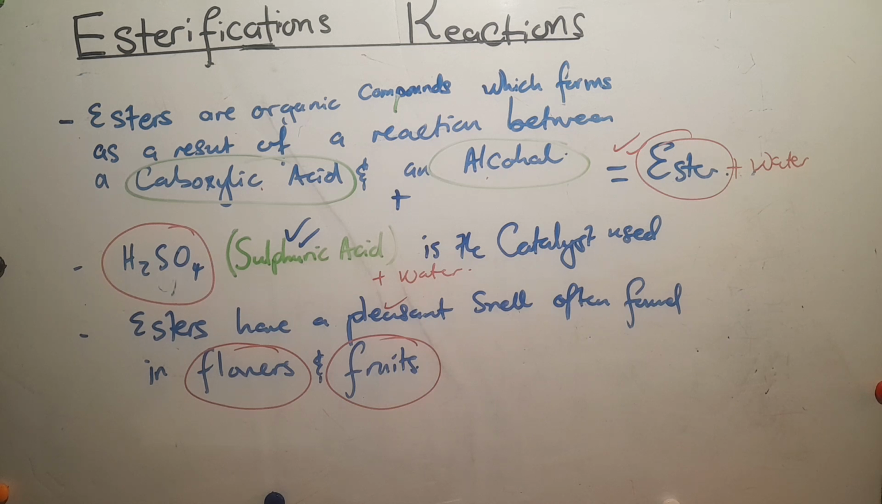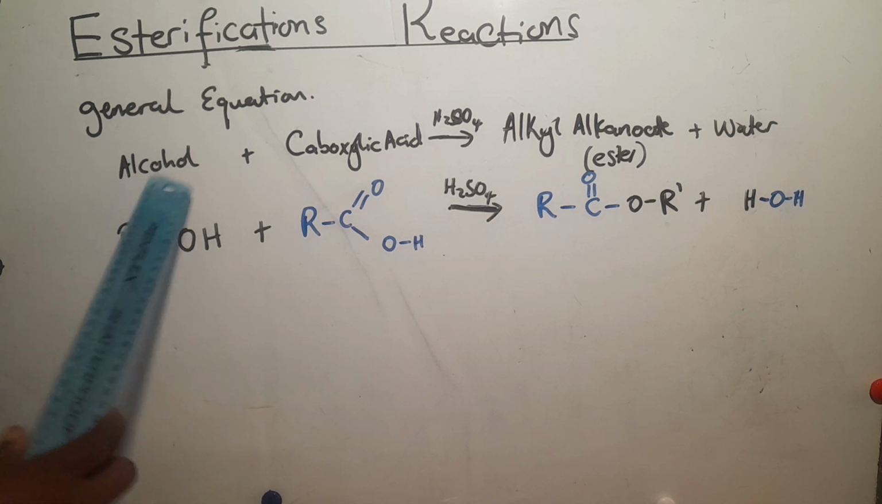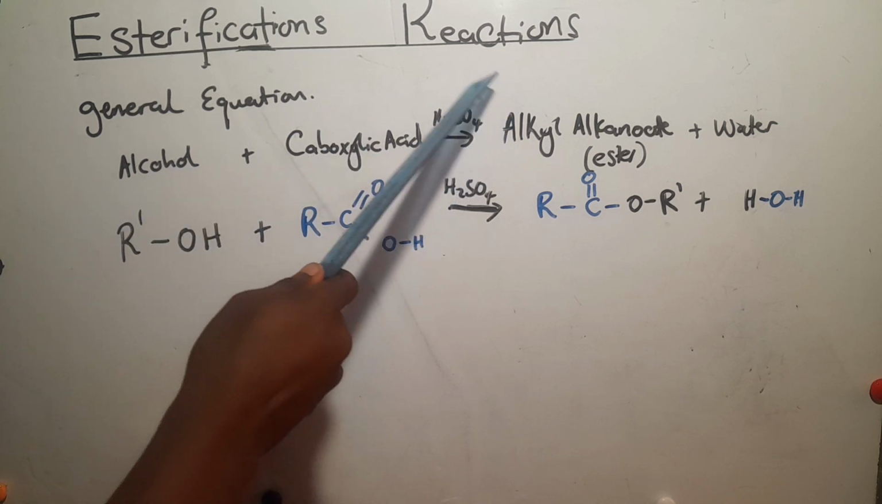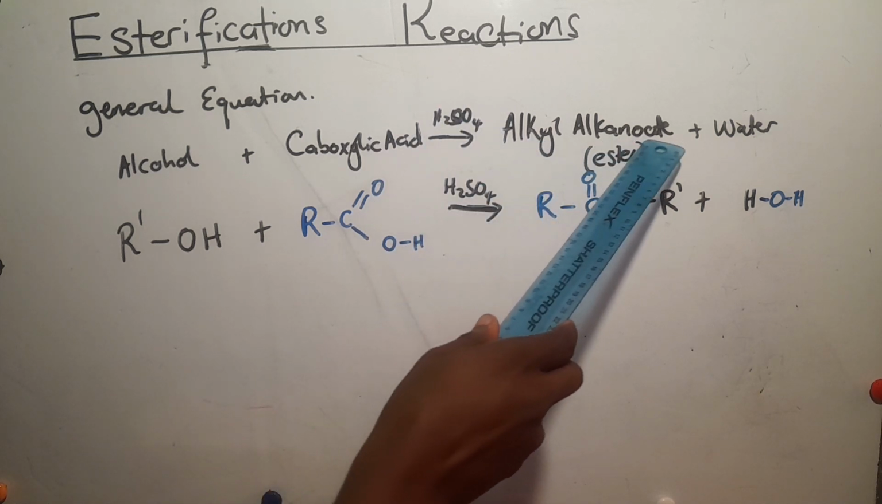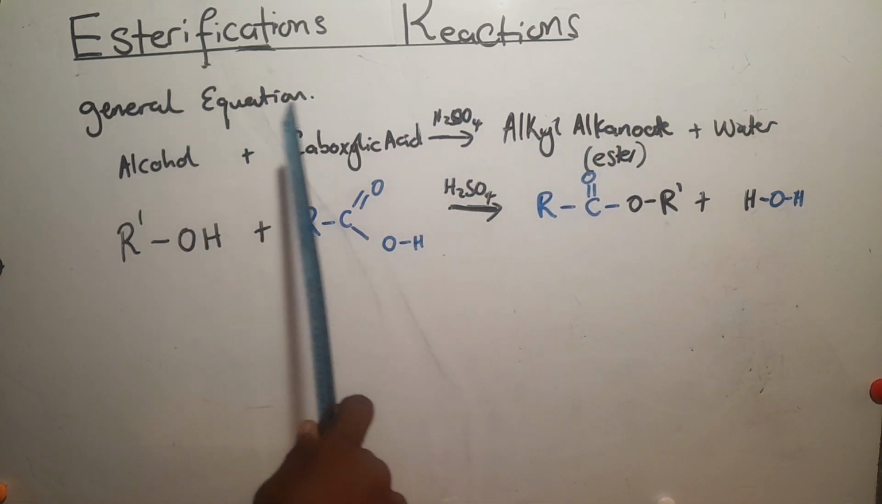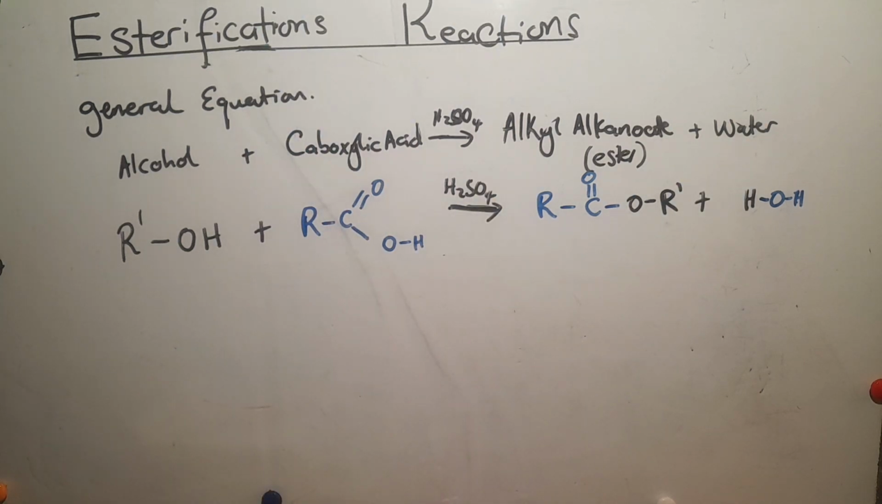So let's just get to the reactions. So let's take a look at this general equation of esters, right? So alcohol will react with the carboxylic acid under sulfuric acid to give us alkyl alkanoate, which is the ester, right? And the water molecule, like that.